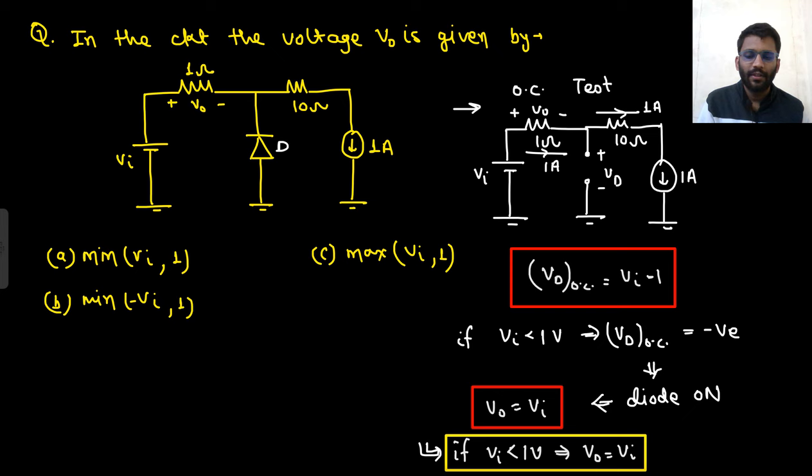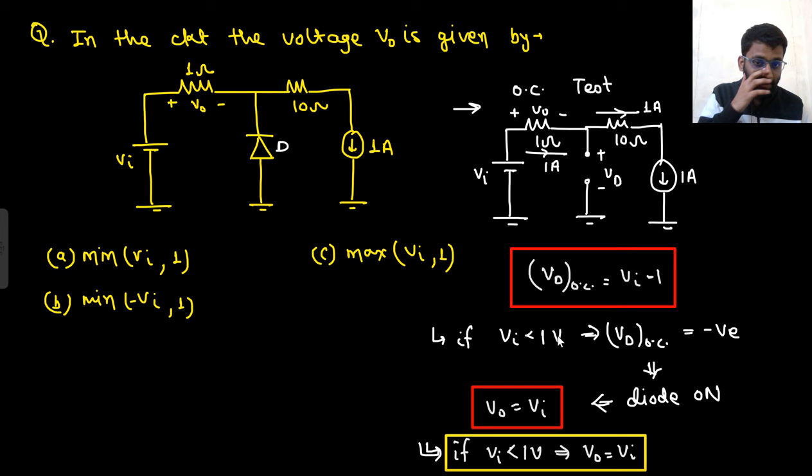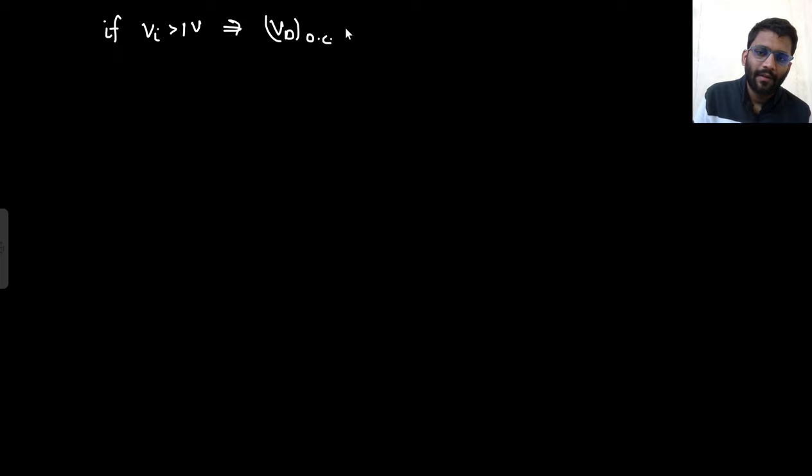The second one I can write on the next page. If V in is greater than 1 volt, that means VD open circuit will be positive. If VD open circuit is positive, what will happen? The diode will turn off.